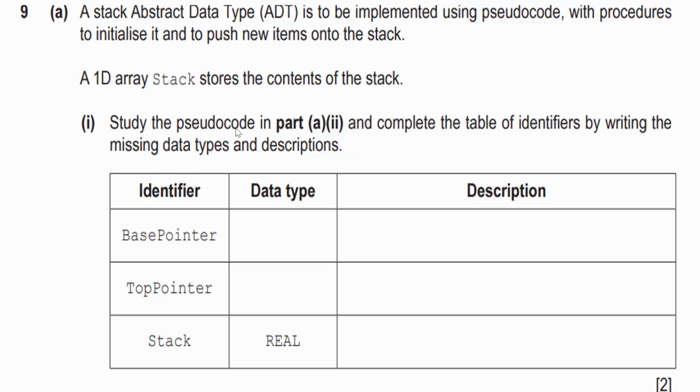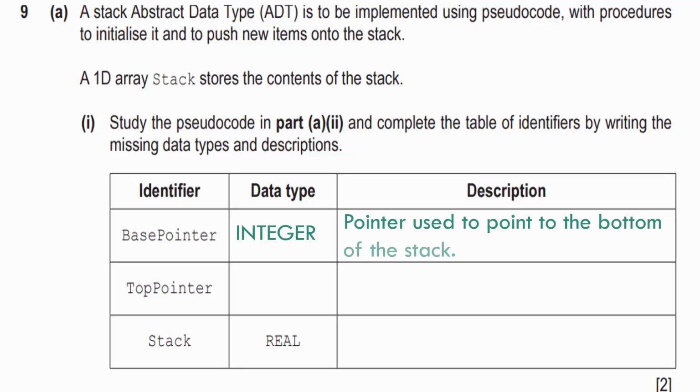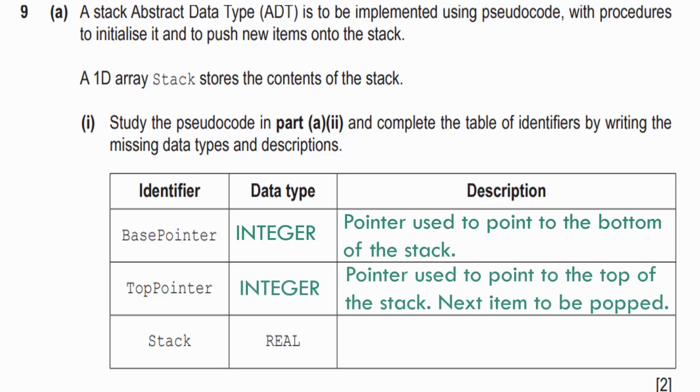Now, the base pointer, it's going to be an integer. It's always going to be an integer because it's pointing to the index of the array. It points to the bottom of the stack. Now the top pointer is also an integer. It's used to point to the top of the stack. You need to have a top pointer so you know the next item to be popped because stacks follow the last in, first out principle.